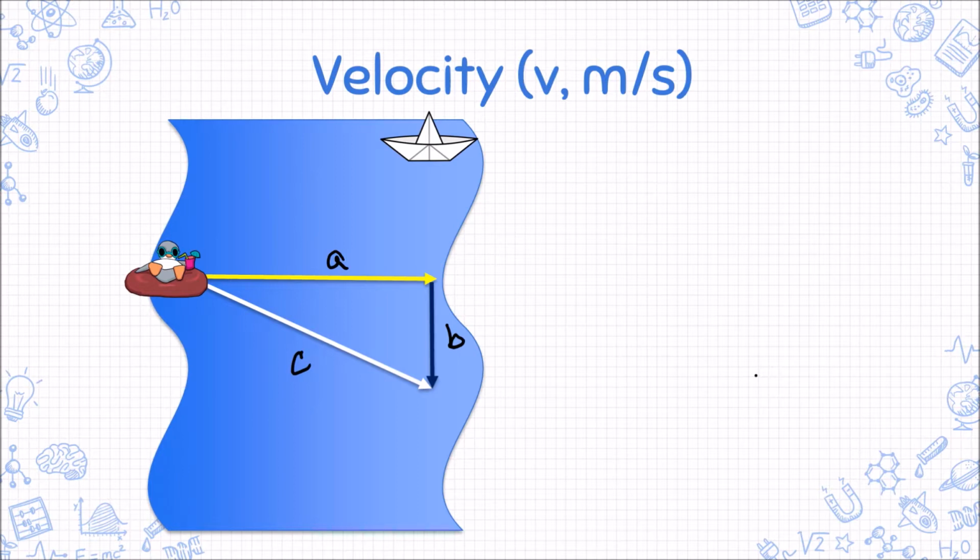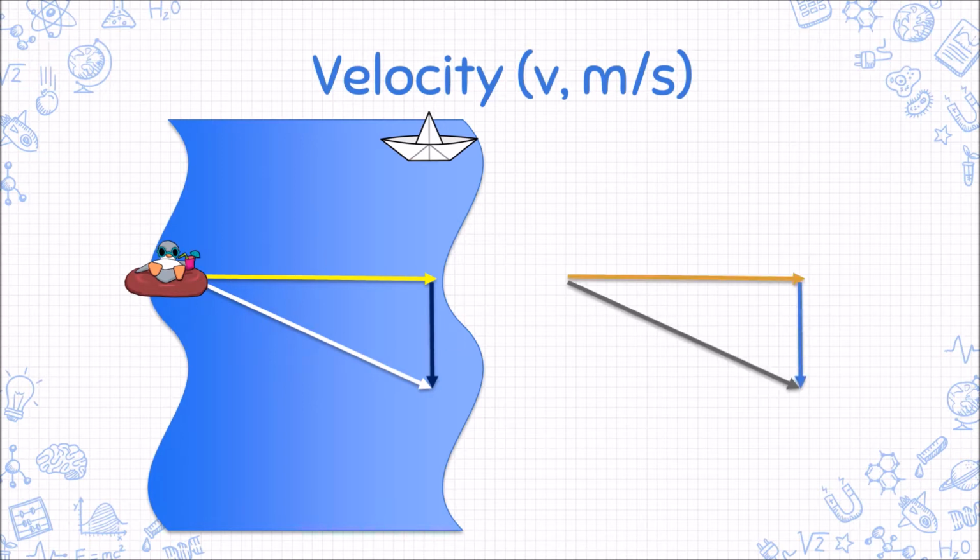And we would have a corresponding triangle for Sigmund's displacement. His distance or displacement across the river would correspond to his velocity as he paddles across the river. His displacement downstream would correspond to his velocity downstream, and his total displacement would correspond to his resultant velocity.